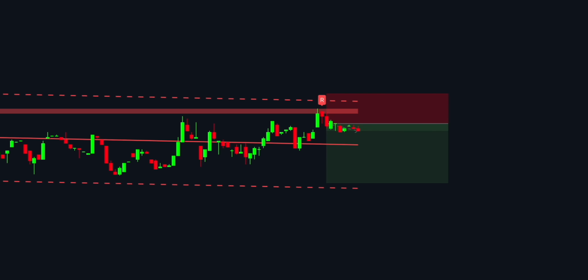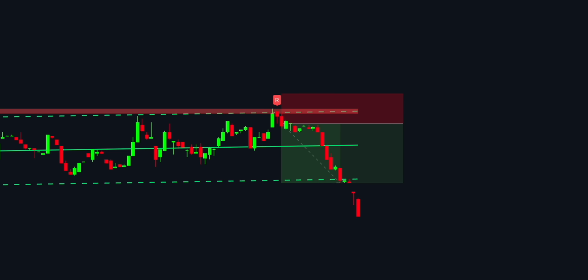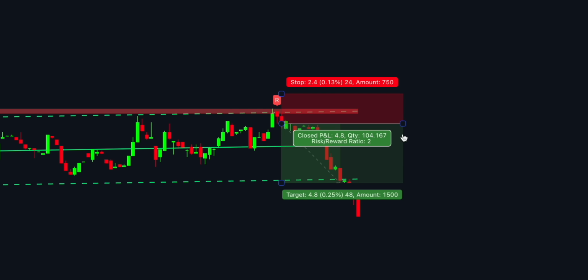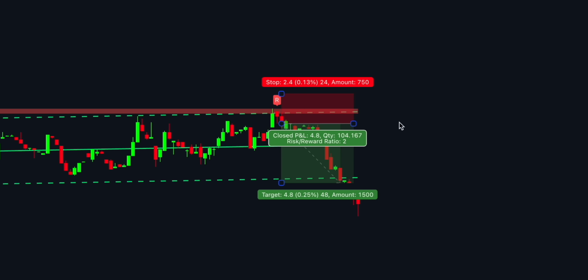This is very important. Try this trading strategy on different time frames, but be sure to do diligent backtesting before trading live.